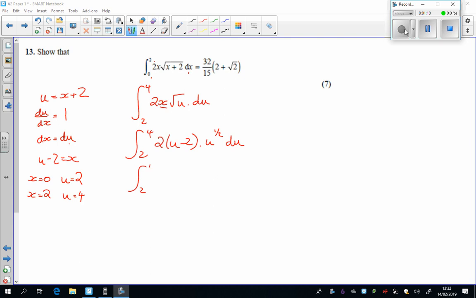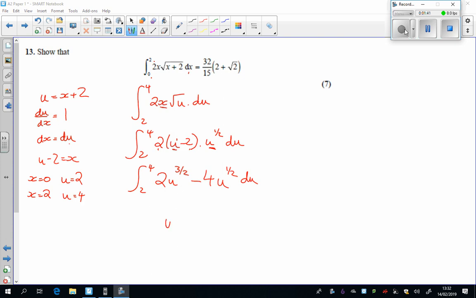Let's multiply this out before we integrate it then here. So I've got 2 and u times u to the half. So I've got u to the 3 over 2 there. I've also got minus 2 times 2 is 4 here, u to the power of a half du. This is the integral that I need to do.